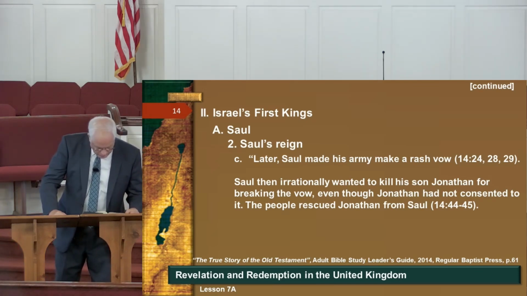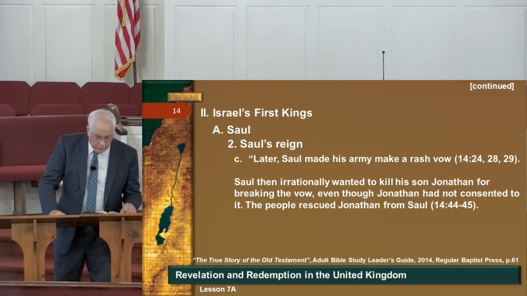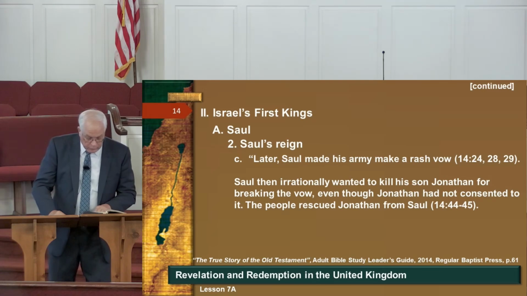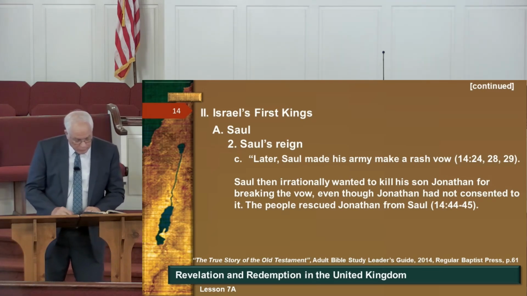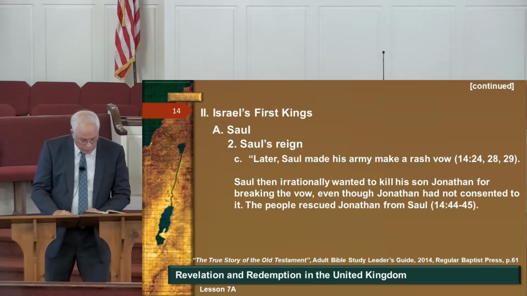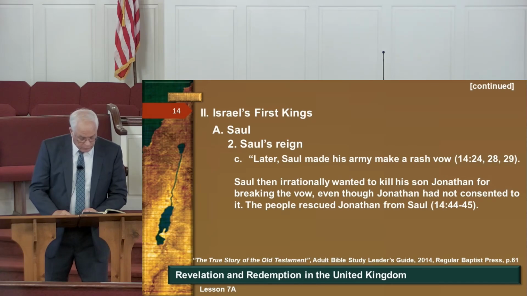25. And all they of the land came to a wood, and there was honey upon the ground. And when the people were come into the wood, behold, the honey dropped. But no man put his hand to his mouth, for the people feared the oath. But Jonathan heard not when his father charged the people with the oath. Wherefore he put forth the end of the rod that was in his hand, and dipped it in the honeycomb, and put his hands to his mouth, and his eyes were enlightened.